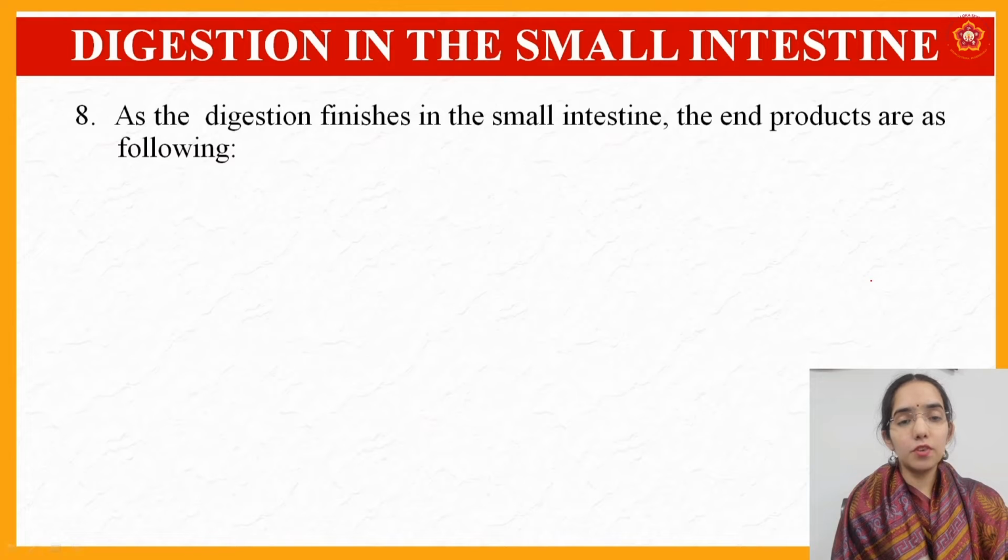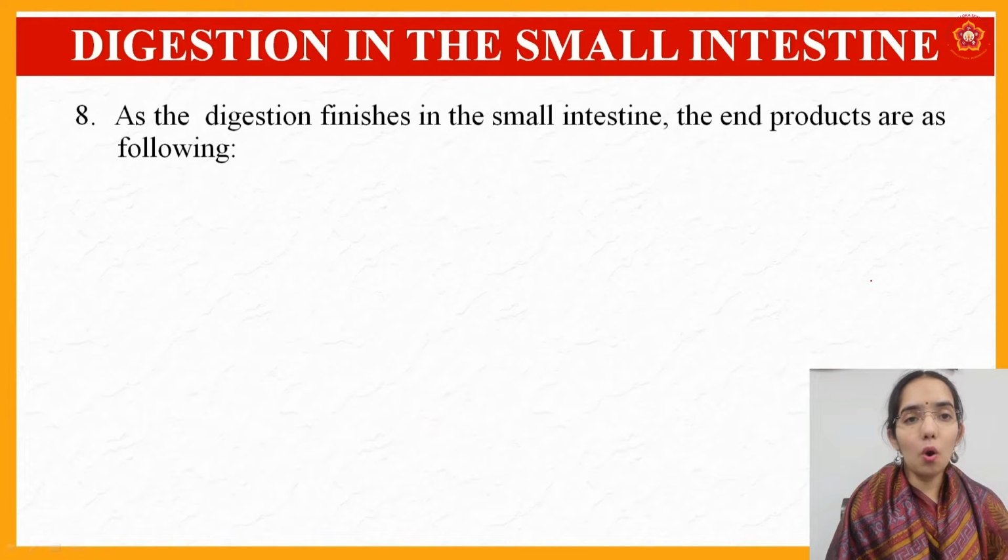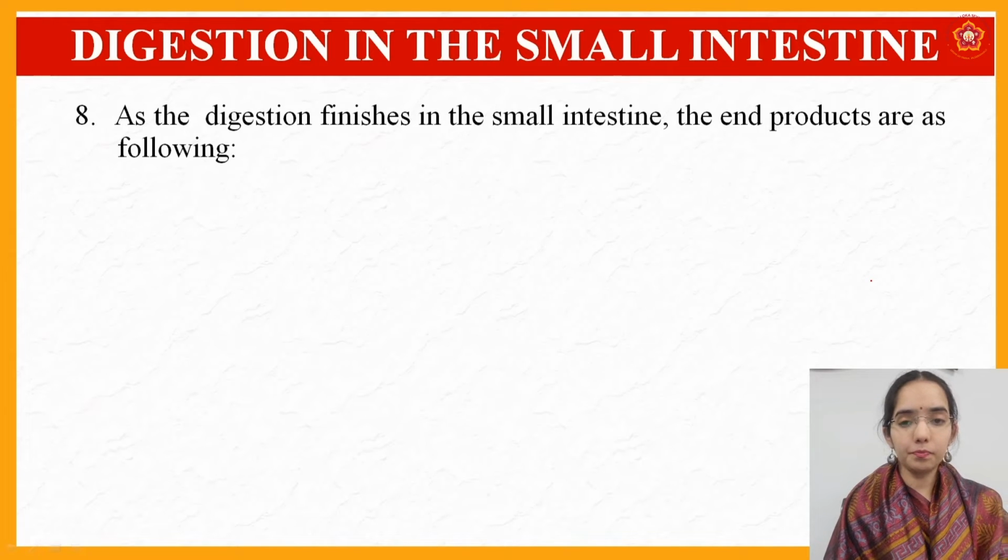As the digestion finishes in the small intestine, the end products are as follows. I hope this is clear, that the digestion of all the nutrients present in our food gets completed in the small intestine. Now the digestion is complete. So let's have a look at the end products of digestion.